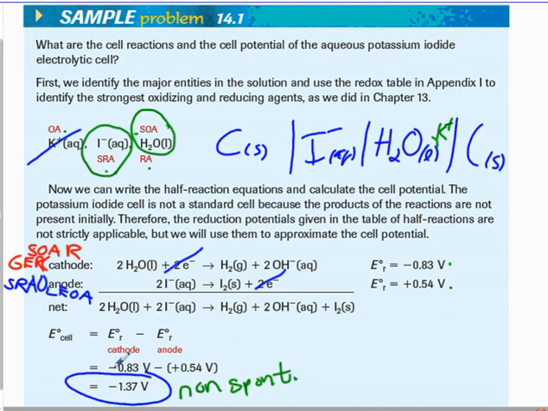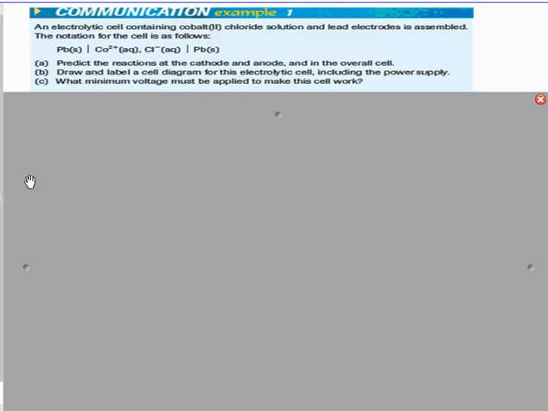Okay, for voltaic cells, this value is always positive. Electrolytic, it will be a negative value. So if we look at another example, an electrolytic cell contains cobalt-2 chloride and lead electrodes. Here's the cell notation. So my two electrodes are both solid lead. And then in the solution, we have cobalt-2 ions and chloride ions.